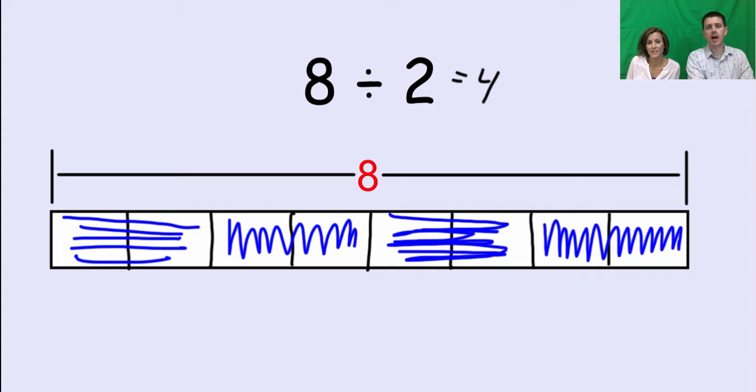And then our answer is, how many groups of 2 were we able to make? Well, in this case, we made 1, 2, 3, 4 groups of 2. So that's how we knew our answer was going to be 4. So we can model that kind of division. And now we're going to try the same thing with our fractions.